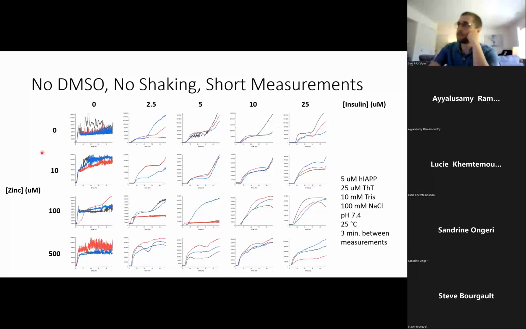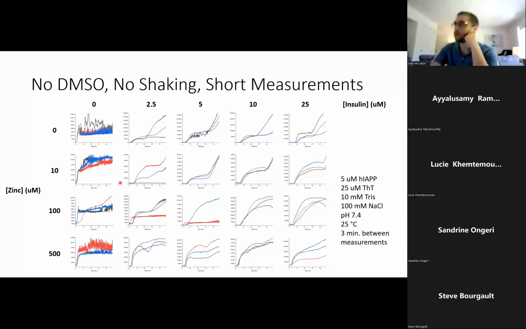This was the first set. This is the basic way our lab had been doing things before: everything dissolved in aqueous solvent, no agitation, and three-minute measurement intervals. The issue we had here is that these are all replicates. For 20 different sample conditions, we have 3 replicates.